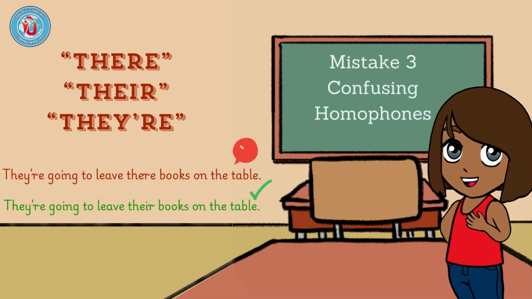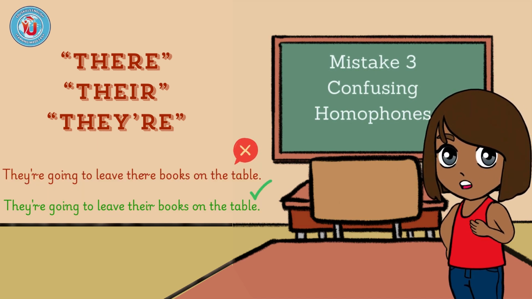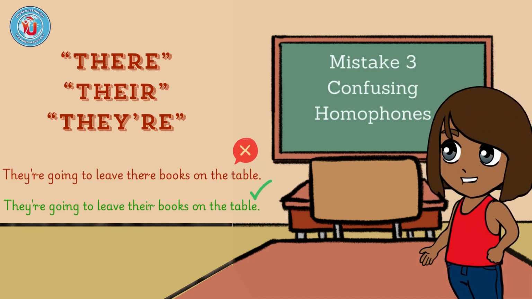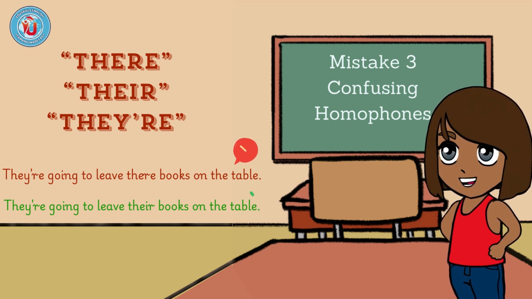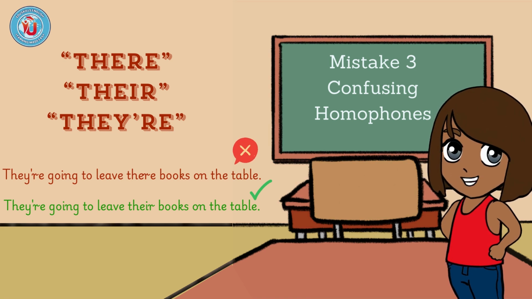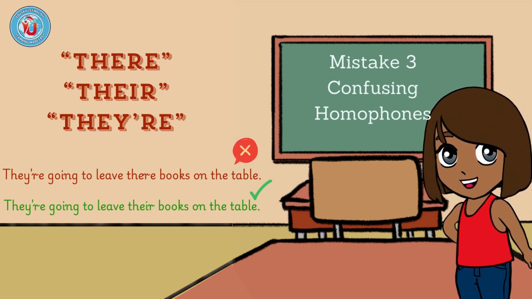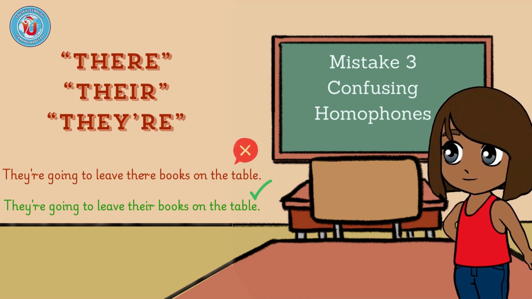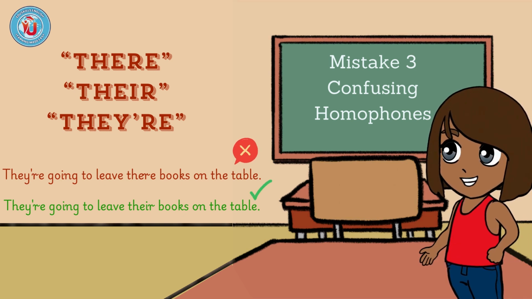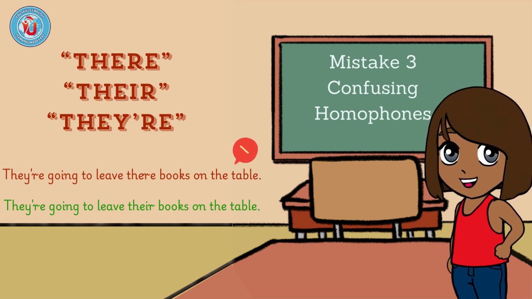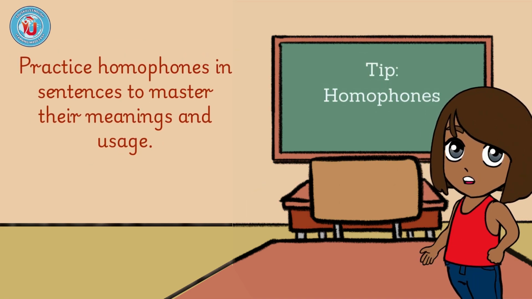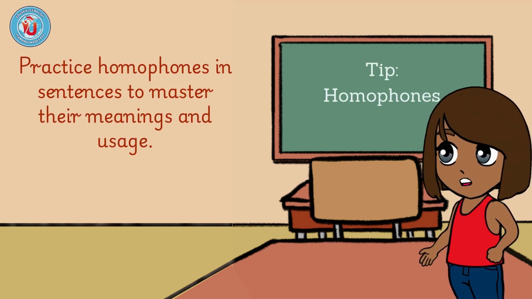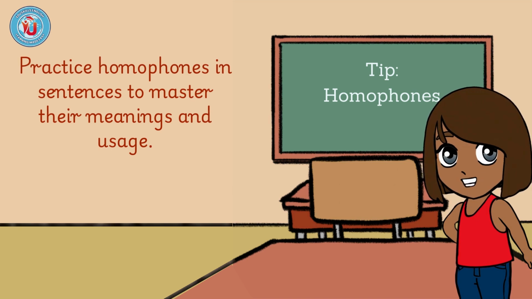Now, let's talk about homophones. Those sneaky words that sound the same but have different meanings. For example, they're, their, and there. How often have you seen these mixed up? A lot, right? A quick fix. They're is short for they are. There is a place, and their shows possession. Simple, once you know the difference. Tip: practice makes perfect. Write sentences using each homophone until you've got them down pat.